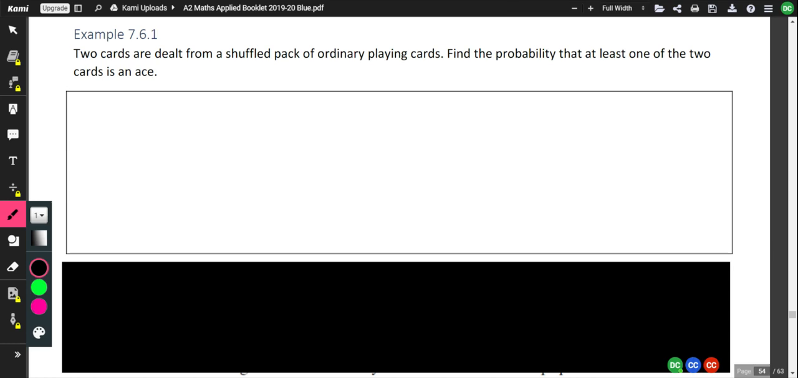Two cards are dealt from a shuffled pack of ordinary playing cards. Find the probability that at least one of the two cards is an ace. So there's two events here, which lends itself towards using a tree diagram.